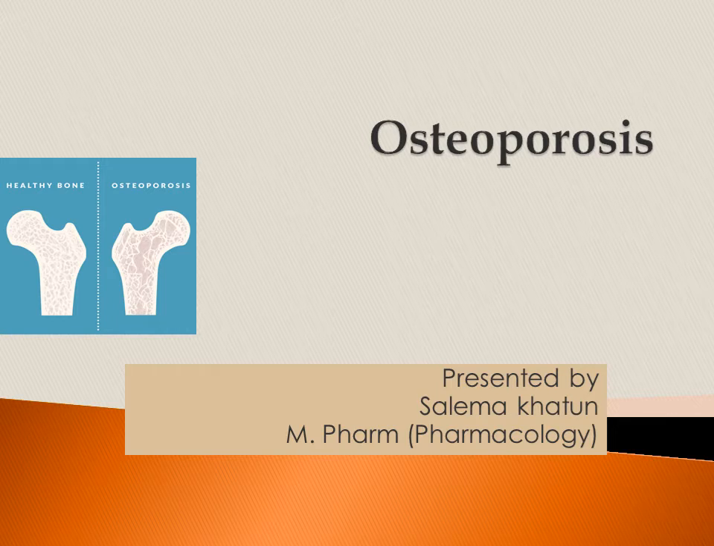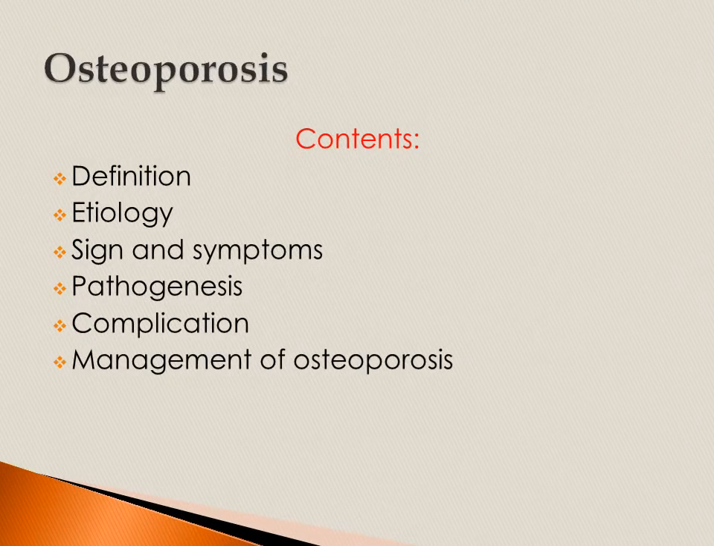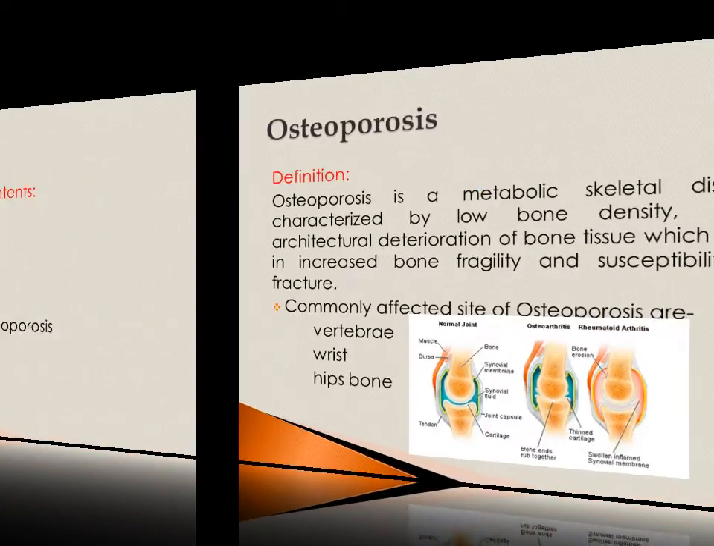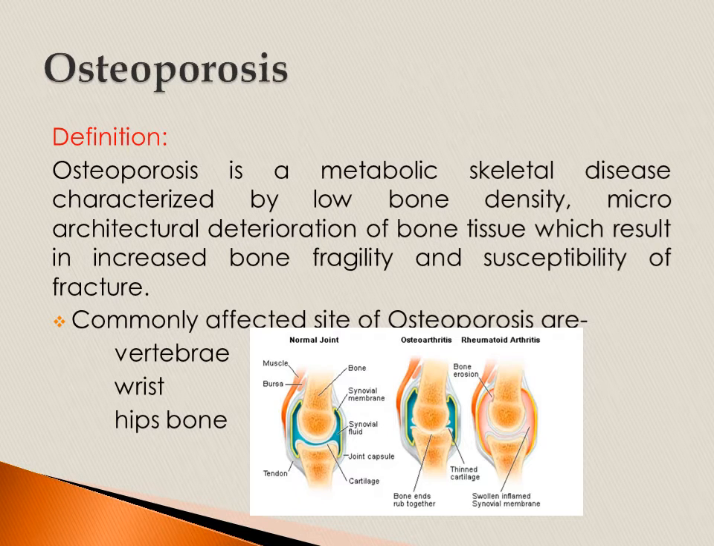So next, here are the contents you have to know: definition, etiology, signs and symptoms, pathogenesis, complications, and management of osteoporosis. Next, you have to know the definition.